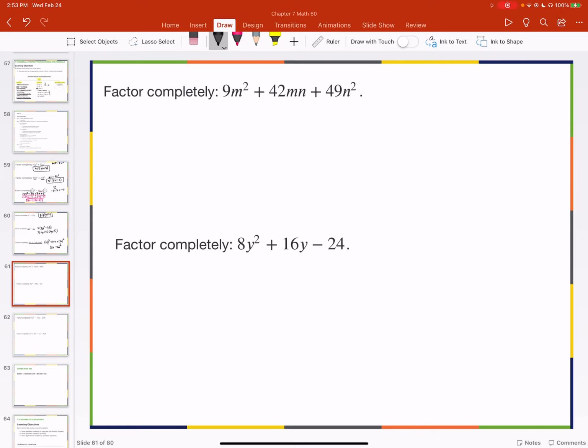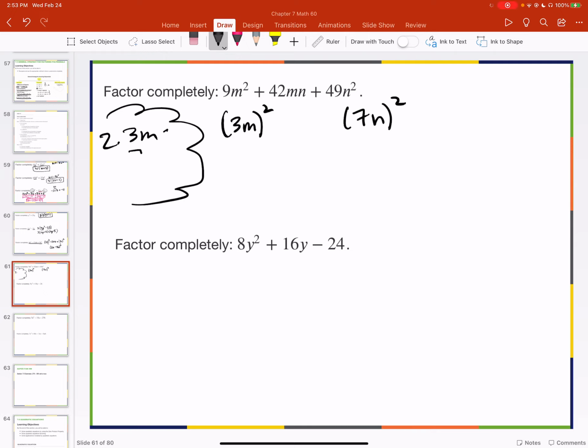How about this one? This looks like another perfect square trinomial. Let's make sure though. This is 3m to the power 2. This will become 7n to the power 2. On the side, what's 2 times 3m times 7n? That becomes 42mn. So yes, that's exactly the middle. So then this factors to become 3m plus 7n squared.